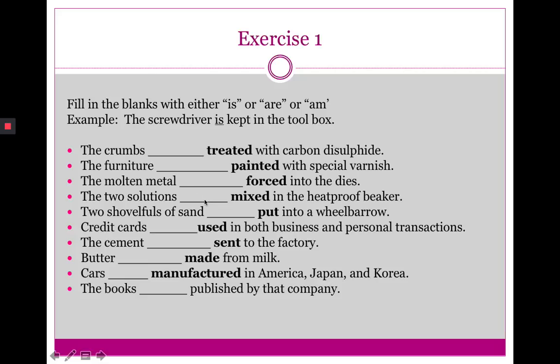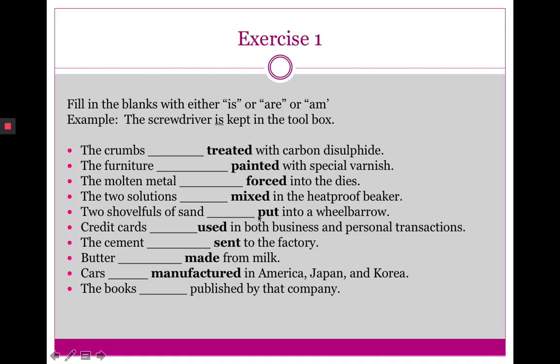Your be verb must also be plural. The two solutions are mixed in the heat-proof beaker. Okay. Next one, two shovelfuls of sand. Look at the quantifiers. Two shovelfuls, so with an S. So even though this is sand, they have quantifiers, so your answer will be plural. Two shovelfuls of sand are put into a wheelbarrow.